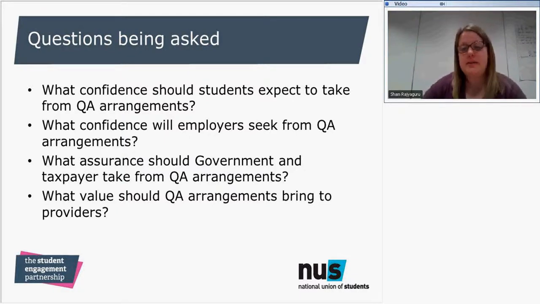There are lots of questions being asked as part of this review, and I suppose lots of questions being asked back to HEFCE and to others, but these are some of the key questions for HEFCE as part of the review. So all about what kind of confidence students and employers and government and taxpayers can have in quality assessment arrangements, and so what value really they should bring to institutions.